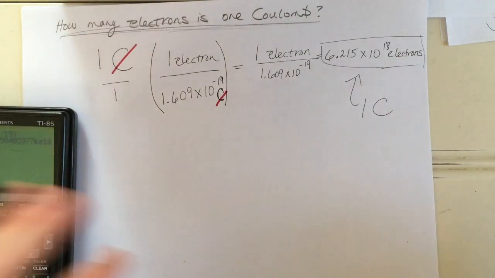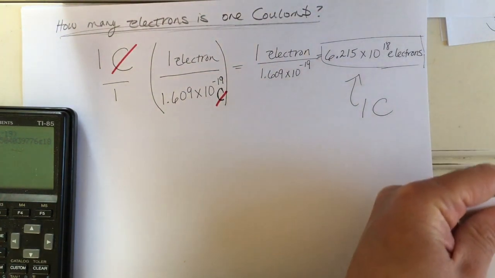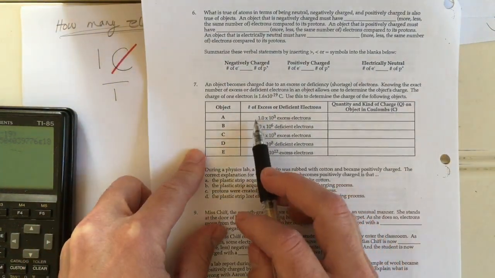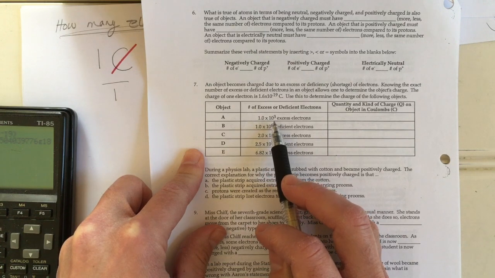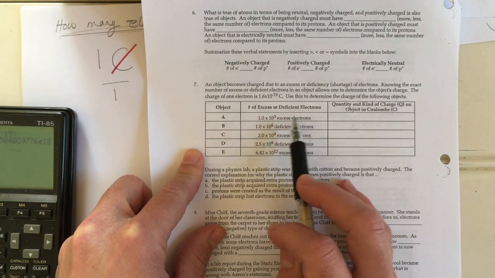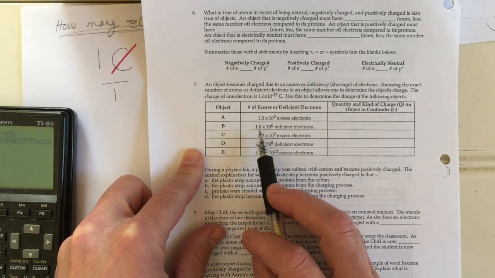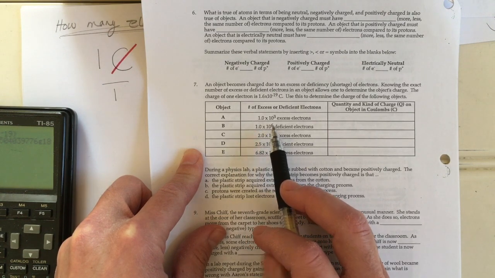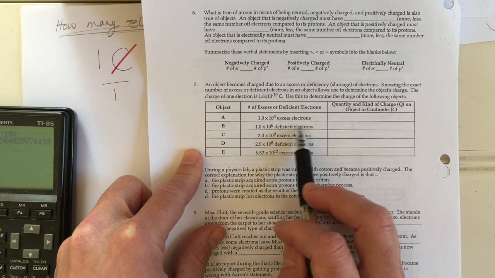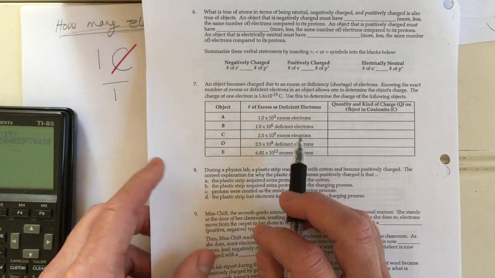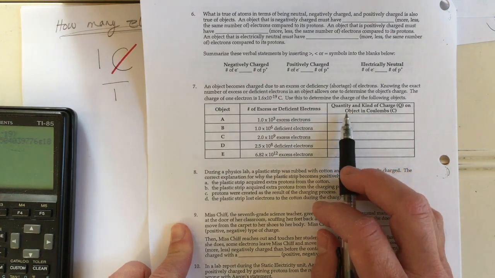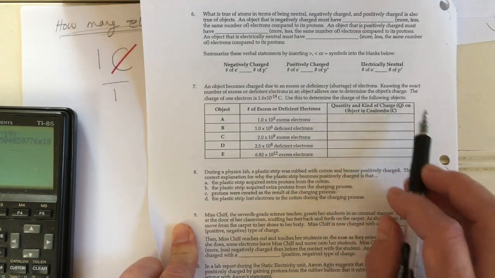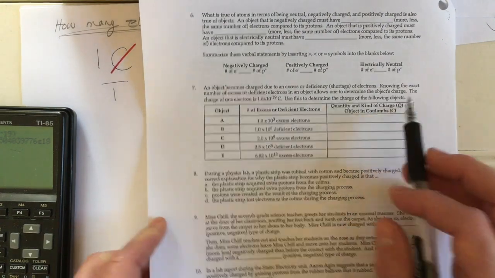All right, so before we go further, there is a homework assignment that I just want to point out here. In the homework assignment, you might see questions like this, where it says object A has excess or deficient electrons. Object A has 1 times 10 to the third, which is 1,000 excess electrons. So if it has extra electrons, is it positive or negative? You should say negative. Object B has 1 times 10 to the 6th, which is a million, deficient electrons. So if it's deficient in electrons, this would be positive. And so the question is, they say the quantity and kind of charge, so is it positive or negative, on the object in coulombs. So they want to know Q. Q is our symbol for charge, right?